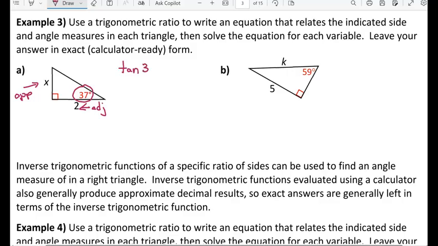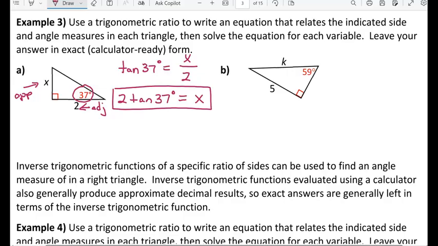So tangent of the angle, which is tangent of 37 degrees, equals the opposite over the adjacent. Once I've written that equation, I can multiply both sides by 2, and we get 2 times the tangent of 37 degrees is equal to the length of side x. That's our exact form answer. We could use a calculator at this point, but we are just looking for the exact answer, so no calculator is necessary.